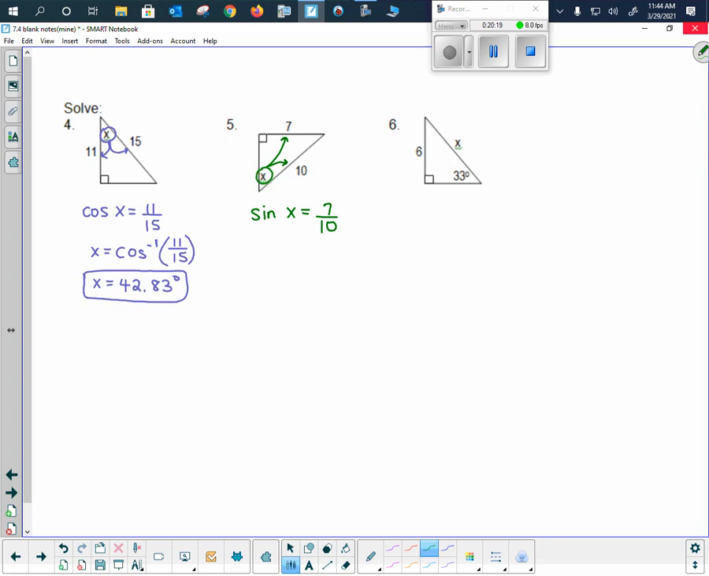I notice here I've got the angle. So whether there's a picture or not, guys, you need to recognize here that this is an angle that's missing. So I know my notation automatically is x equals arc sine of 7 over 10. And that should have given you x equals 44.43 degrees because it's an angle.